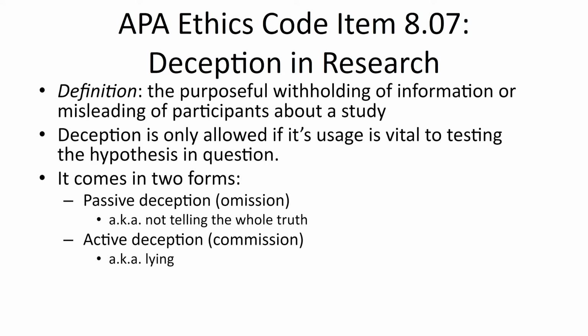What we call passive deception or omission, which is just not telling the whole truth, or active deception, which is called commission, which is basically just lying. You tell participants something that is not true. So regardless of whether it's active or passive, deception is deception. And if you do use deception, then you're going to have to prove to the IRB why it's important, why it's necessary.